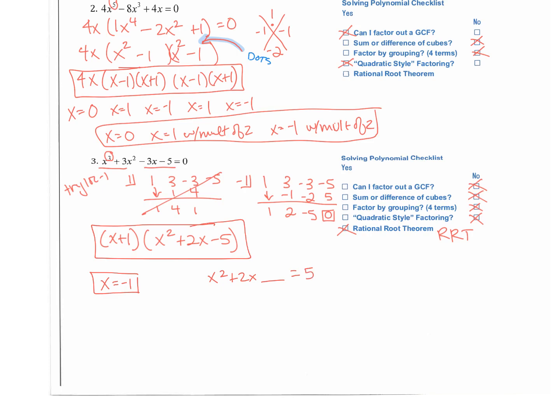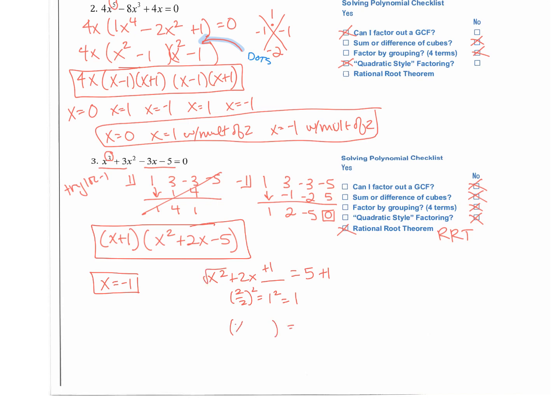Now I'm going to take my b, which is 2, divide by 2 and square it. So I get 1 squared, or I get 1. And when I add 1 to the left, I want to make sure I add 1 to the right. So now I'm ready to factor this.